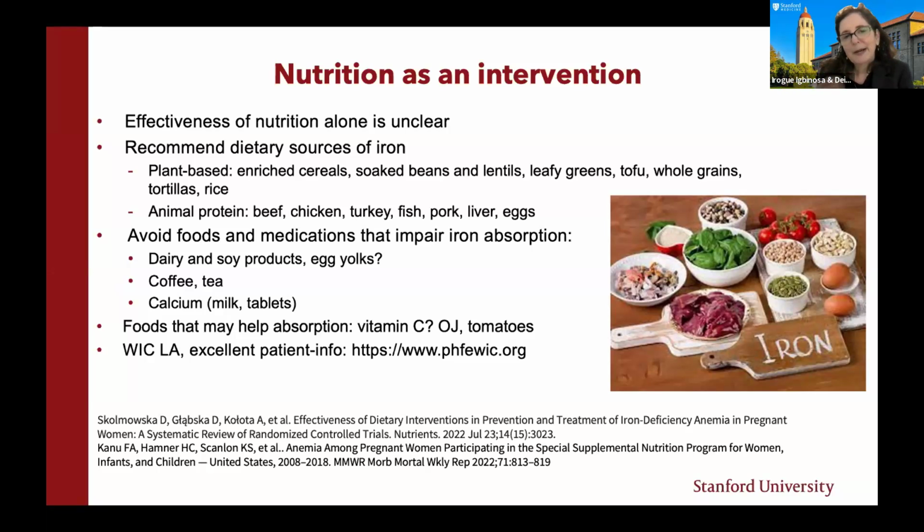There are also foods that might help with absorption, though there's some mixed data here, but vitamin C is commonly thought to be helpful. It's commonly found in orange juice in higher concentrations, or tomatoes. There is one study that really puts this into question. For those interested, if you go to WIC and WIC websites, they have a lot of excellent patient-facing information. WIC Los Angeles, I've included the website address here because they've got some really nice materials on this that I think are helpful to not just patients, but providers.